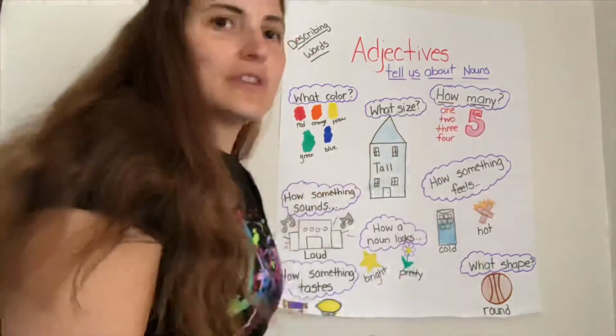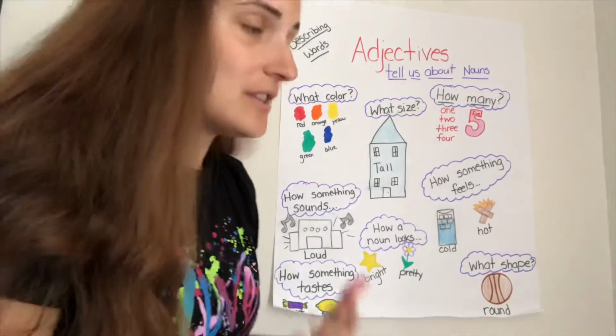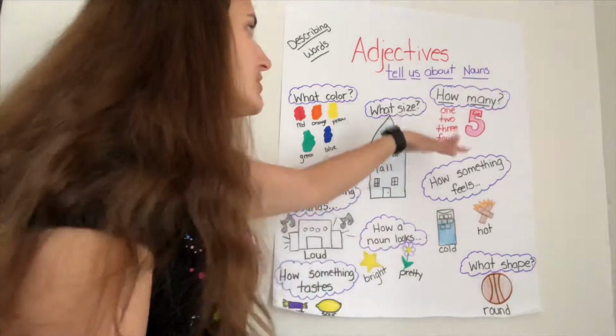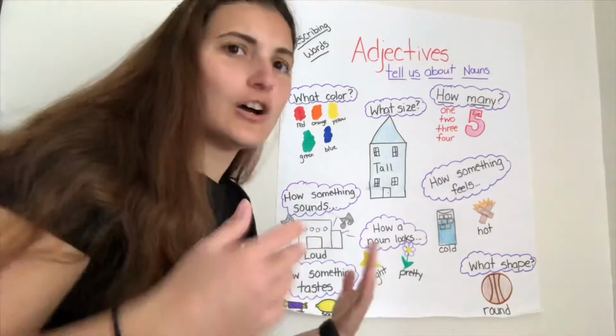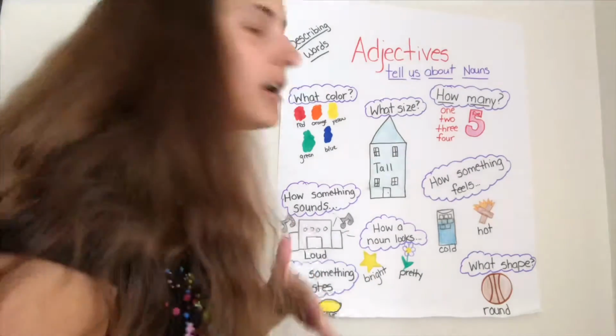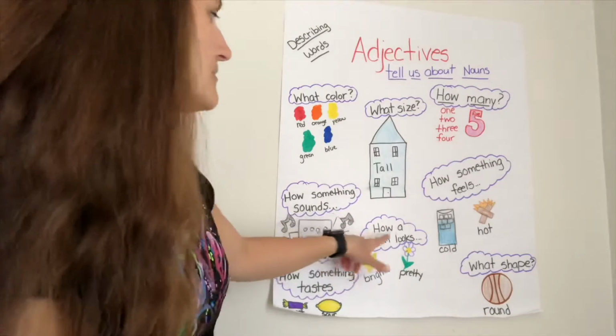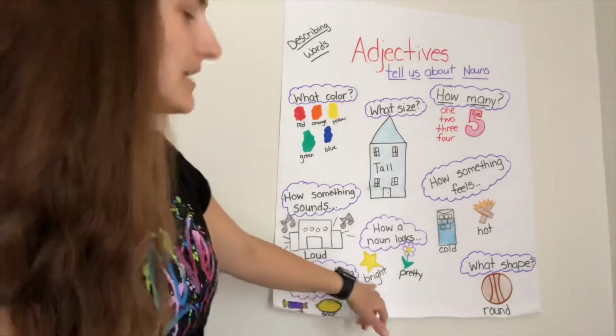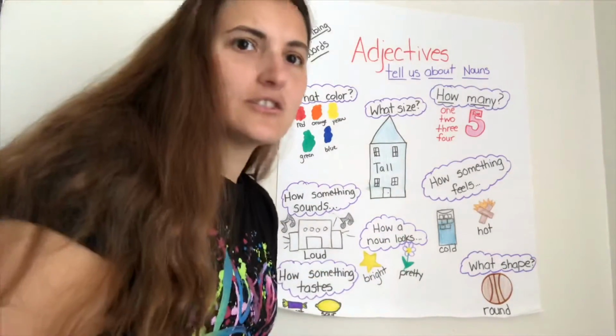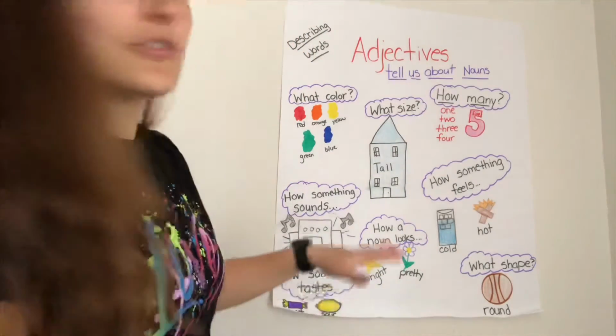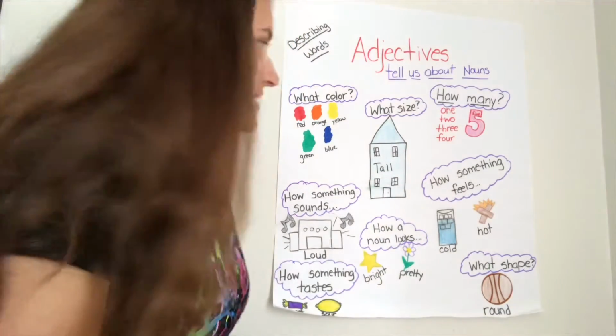How many are there? That's another question that adjectives answer. So it could be 1, 2, 3, 4, 5, 100, 1,000. Those are all examples of adjectives. It answers the question, how a noun looks. Is it bright? Is it pretty? Is it dull? Those are all examples of adjectives.